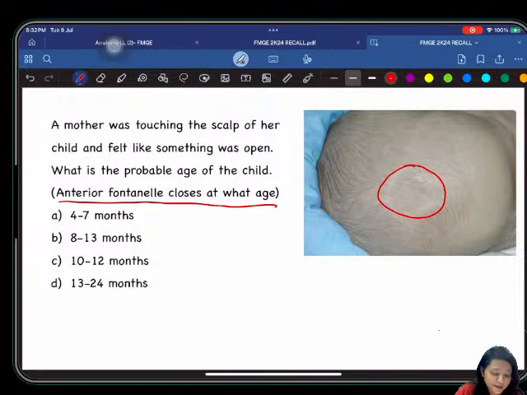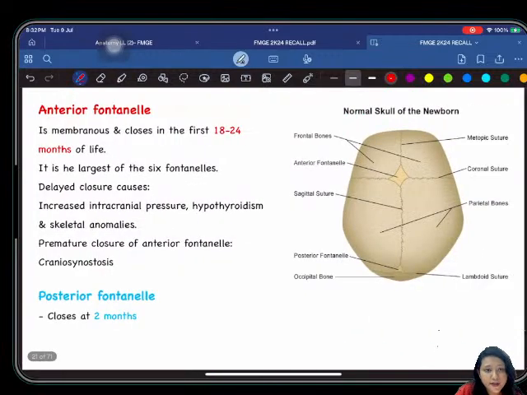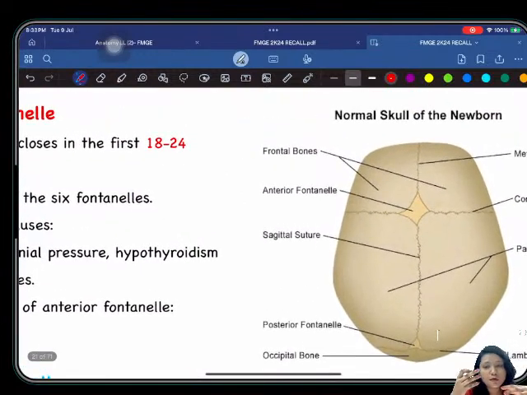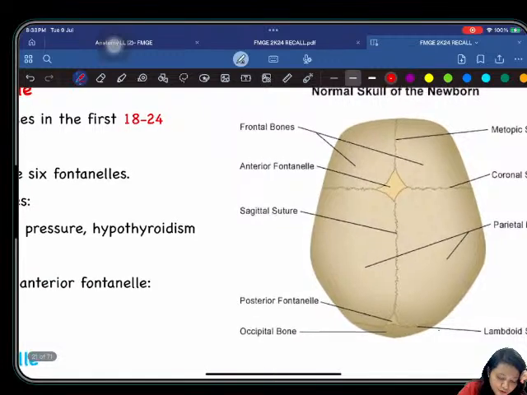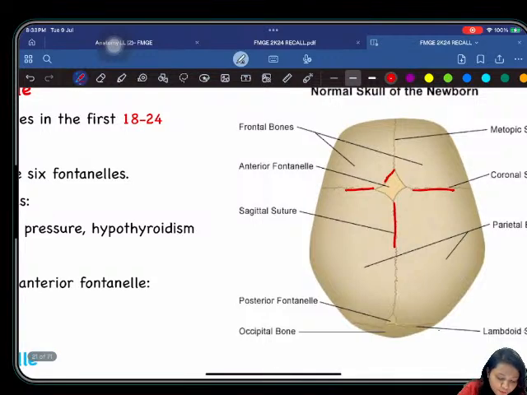So before this, let us study what is the anterior fontanelle. It is when the sutures, the sagittal sutures and the coronal sutures, do not get fused, so they present a certain opening in the skull. The fontanelle is an opening in the skull due to the non-ossification, the non-fusion, of the sutures.